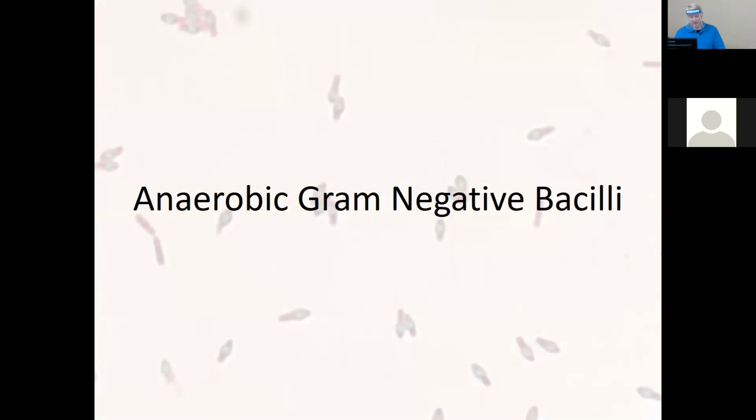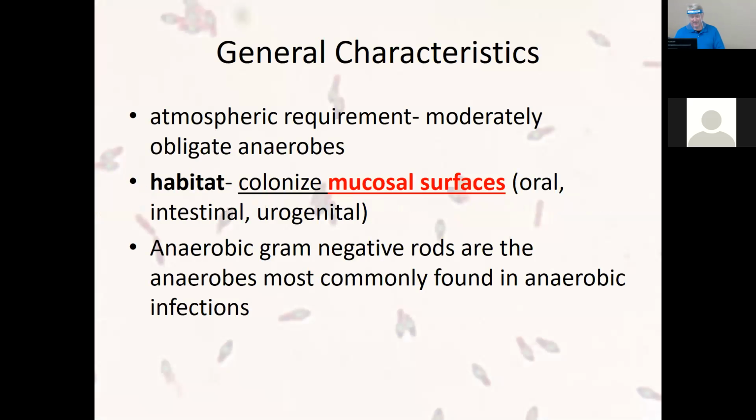Anaerobic gram-negative rods, is that where we are? Okay, so general characteristics. Now we've introduced the players, so we're going to talk a little bit about them in general. Atmospheric requirement: moderately obligate anaerobe. Makes sense, right? It means they can survive a little oxygen. You don't have to panic, oh my gosh, we might have an anaerobe. We don't need to worry about letting oxygen get here because it's going to die if it gets in front of it.